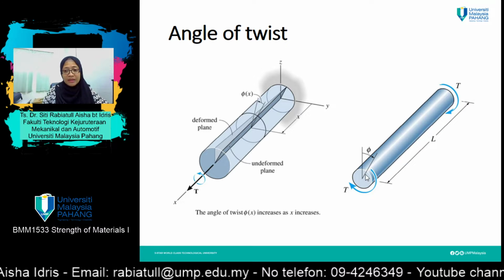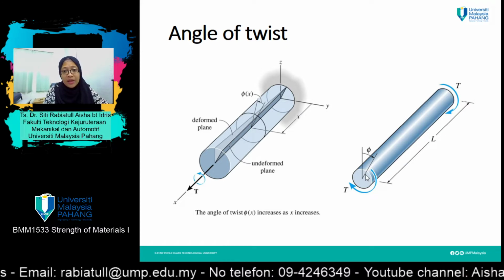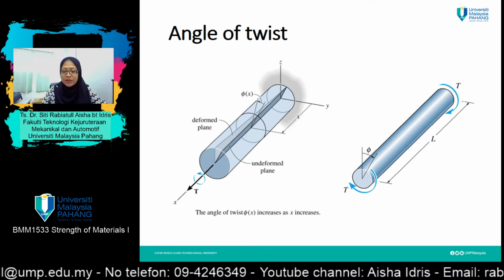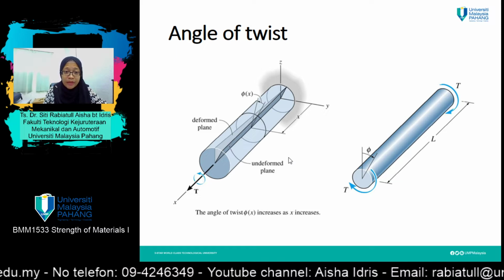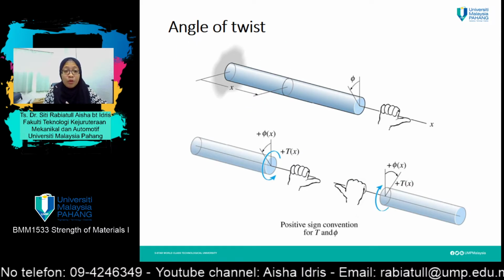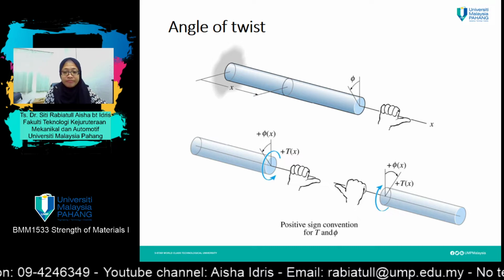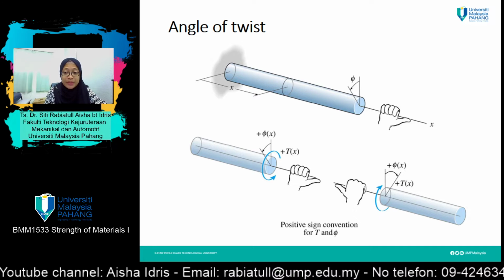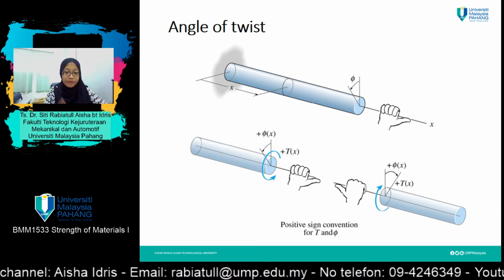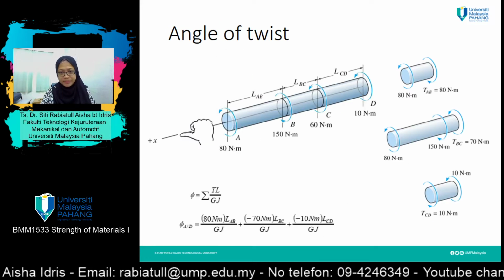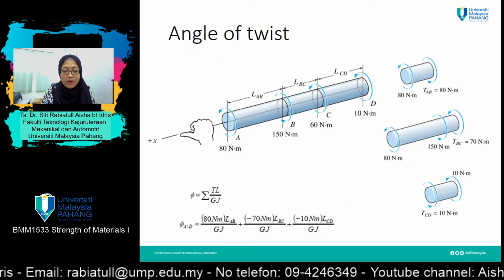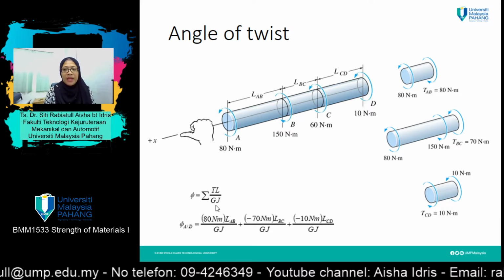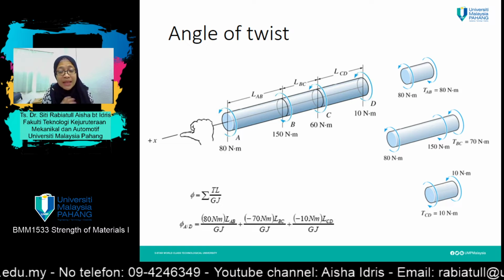If you keep twisting the shaft, the angle will keep increasing in value. So how can we calculate the value of angle of twist? This is how you determine the positive and negative value of the angle of twist by using a rule of thumb. The formula for angle of twist is phi equals TL over JG, and the cutting section is the same as in the previous lecture.